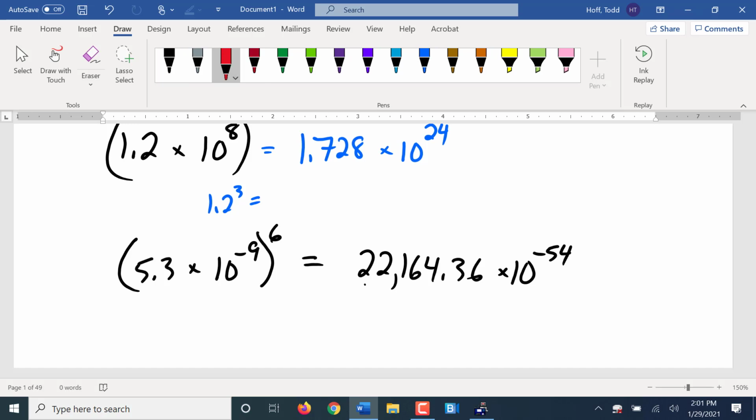Now we have to move the decimal point. It has to move all the way up here. So it moves 4 spots. It becomes 2.216436. Now the decimal point moved 4 spots. The power has to change by 4. The number got smaller, the power gets larger. Very good. So we add 4 to that, it's a negative 50.